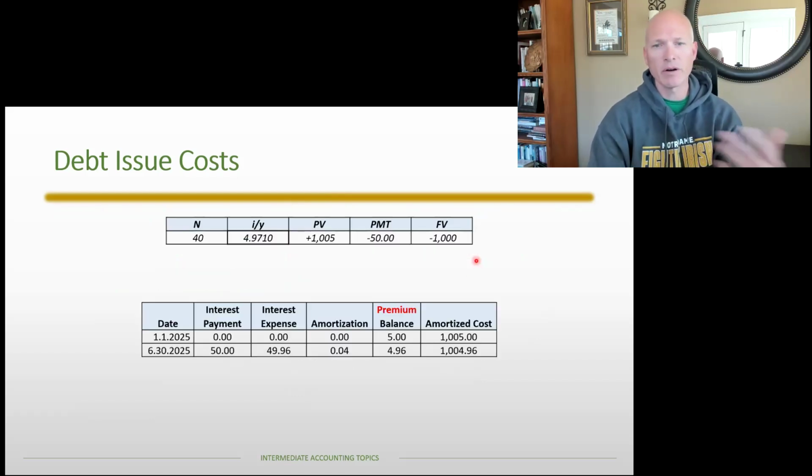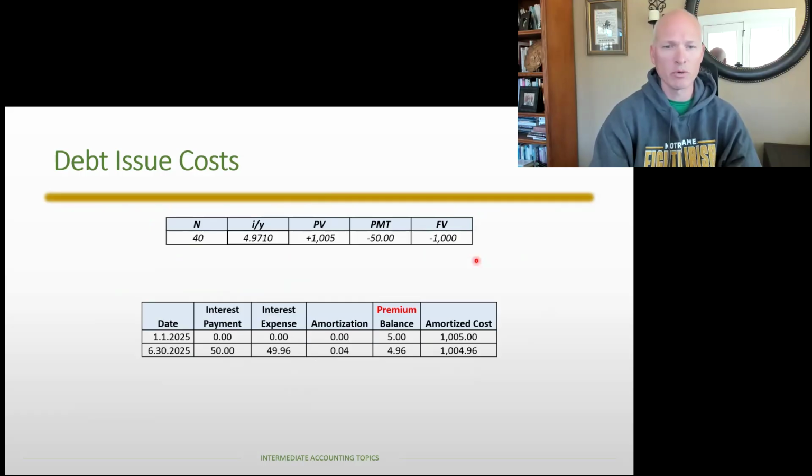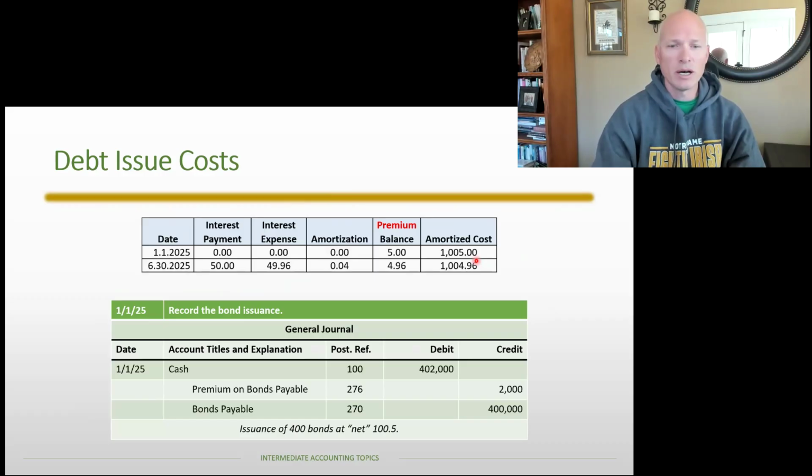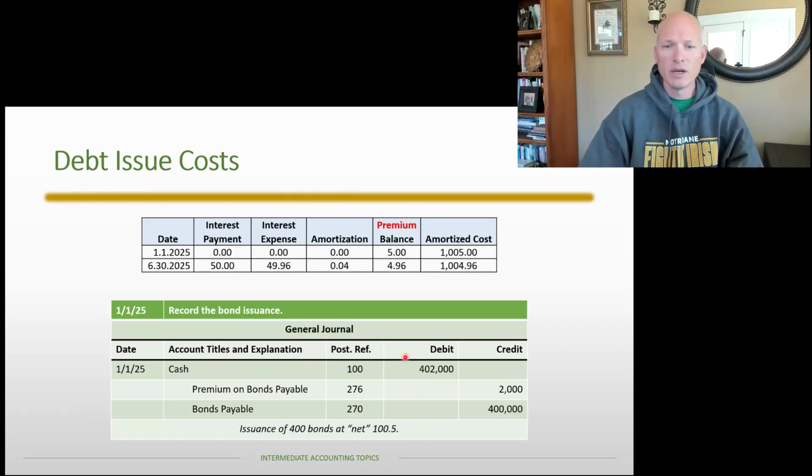From there, we create our amortization schedule just like we normally would. Of course, I'm only doing one row here to keep it simple. This is actually fairly straightforward. For the issuance of the bonds, we don't do anything different because there were costs. The net cash that we receive is a little bit less than if we hadn't had any issue costs. And of course, that means the premium is a little bit lower than it otherwise might have been.